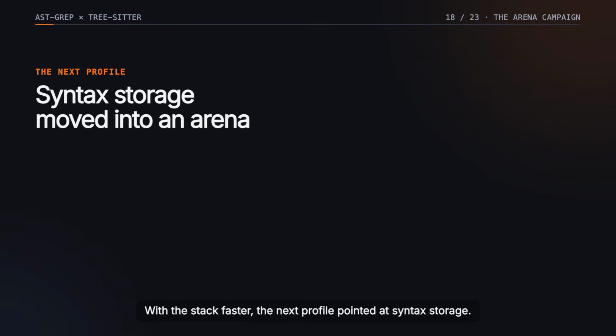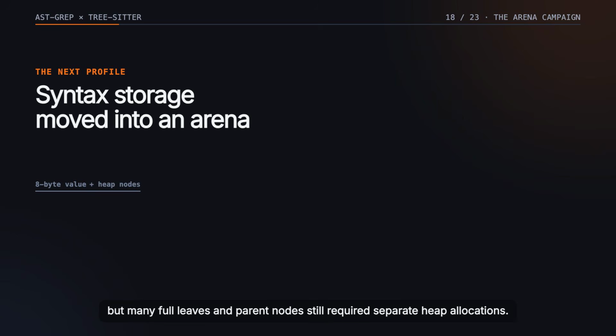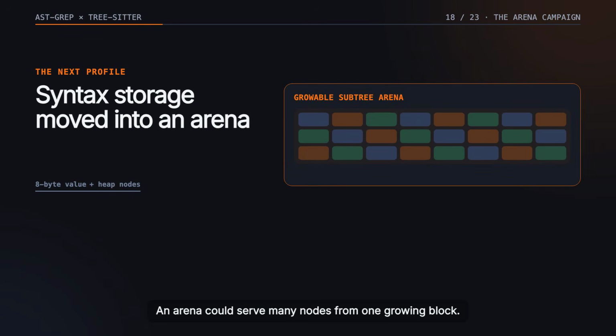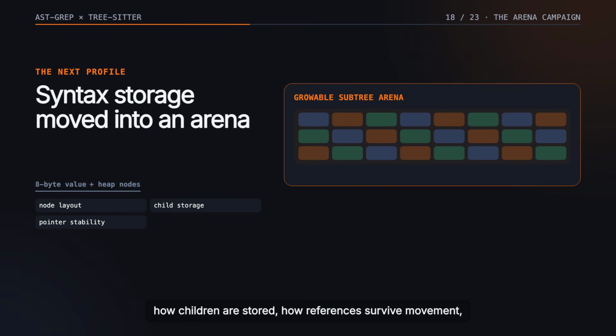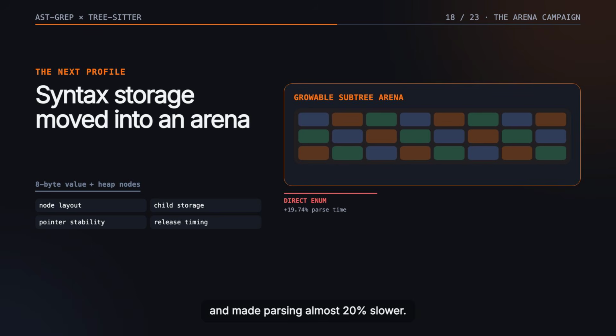With the stack faster, the next profile pointed at syntax storage. The old design used compact 8-byte values, but many full leaves and parent nodes still required separate heap allocations. An arena could serve many nodes from one growing block. That sentence concealed several independent decisions. How nodes are represented, how children are stored, how references survive movement, and when shared syntax is released. Many reasonable versions lost. A direct Rust enum doubled the compact representation to 16 bytes and made parsing almost 20% slower.